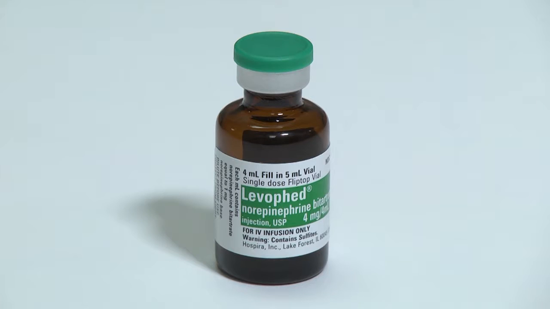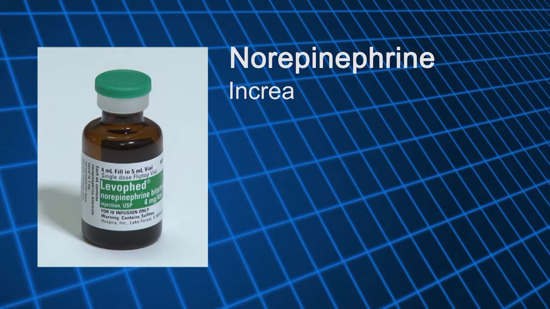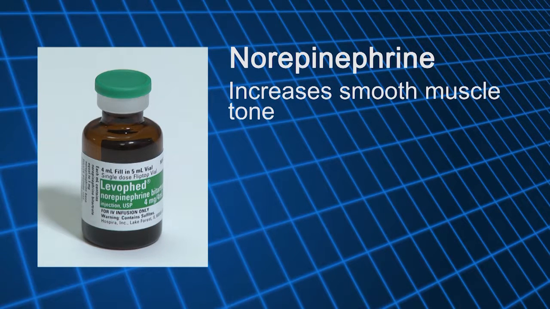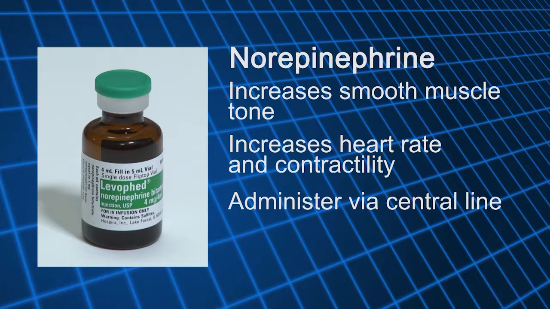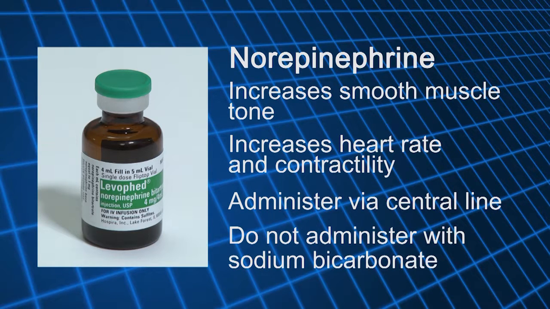We'll most commonly see norepinephrine used in hypotensive shock that presents with low systemic vascular resistance that has been unresponsive to fluid boluses. Norepinephrine will activate alpha receptors to increase smooth muscle tone and will activate beta-1 receptors to increase heart rate and contractility. When possible, norepinephrine should be administered via a central line, and it should not be administered with sodium bicarbonate.